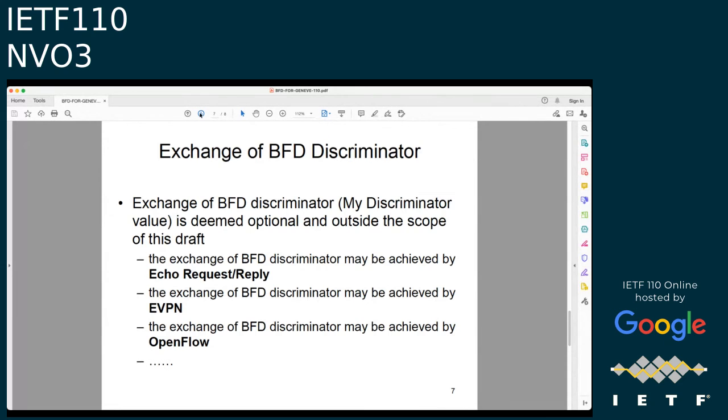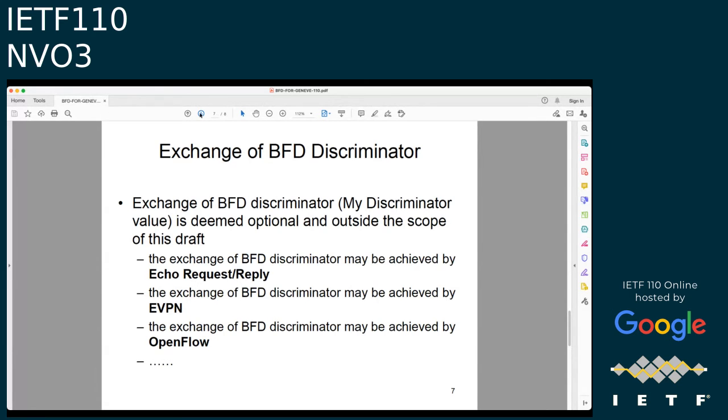In the 0.1 version draft, the third main update is to clarify the exchange of BFD discriminator if needed. Exchange of a BFD discriminator is deemed optional and outside the scope of this draft. Firstly, the out-of-band exchange of BFD discriminator is an optional add-on, which is not necessary. Because, as stated in this draft, at the receiving side, the BFD control packet can also be demultiplexed with your discriminator equal to zero.